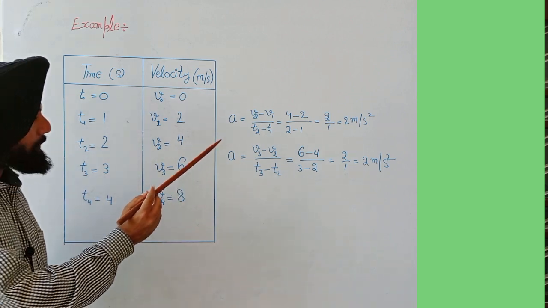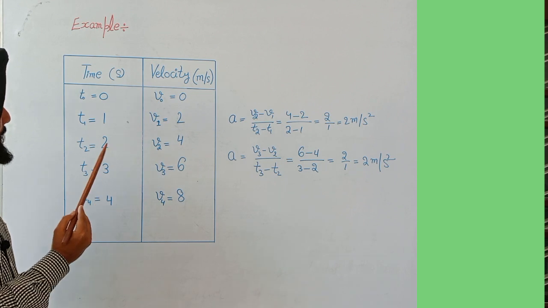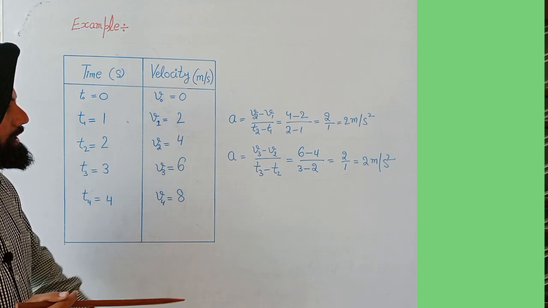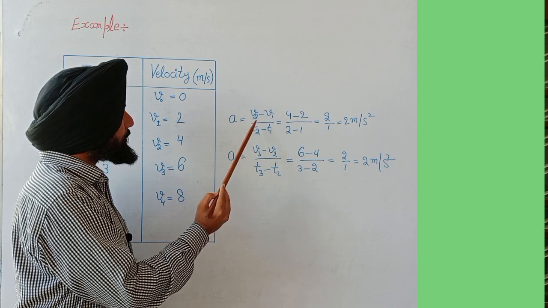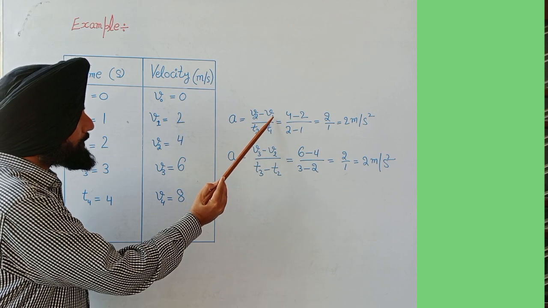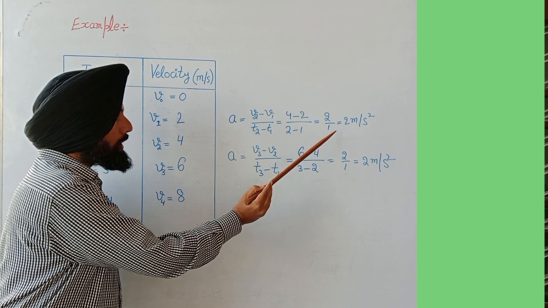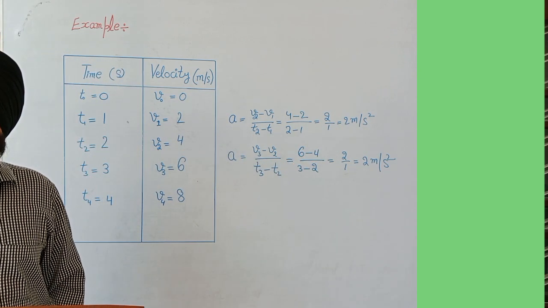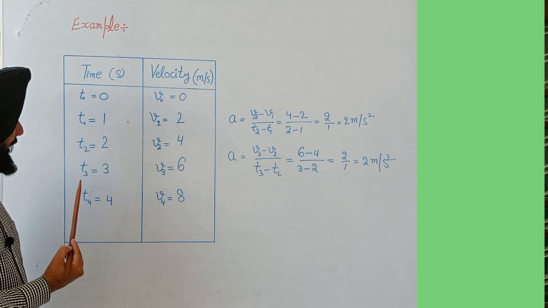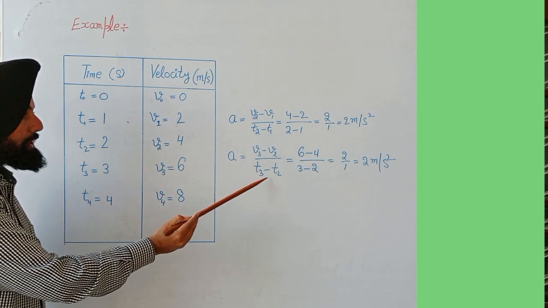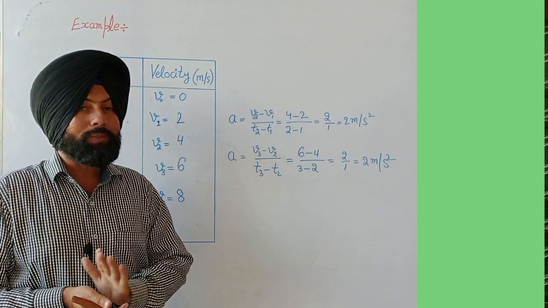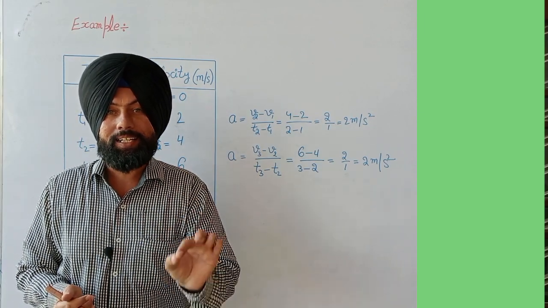Now if we want to find the acceleration in the interval between t1 and t2. Acceleration is the change in velocity with respect to time. Now 4 minus 2, that is v2 minus v1 over t2 minus t1, that is 2 over 1, 2 meter per second square. In the second case, v3 minus v2 in the time interval t3 minus t2, again 2 meter per second square. So this is an example of uniformly accelerated motion.